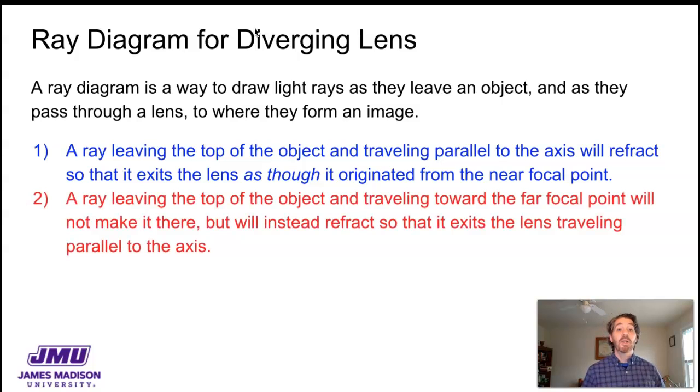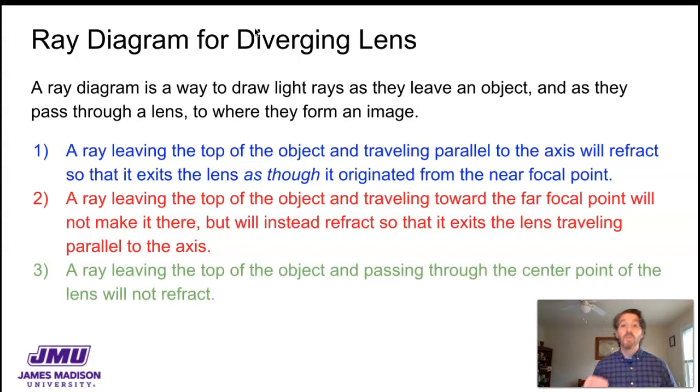The second ray will leave the top of the object and travel as though it is going to the far focal point on the opposite side of the lens. But it will not make it there. When it gets to the lens, it will be refracted so that it exits the lens traveling parallel to the optical axis. The third ray we will draw will be the exact same rule actually as with the converging lens, which is that it will leave the top of the object and pass through the center point of the lens and not refract in any way. So let's see what that looks like.